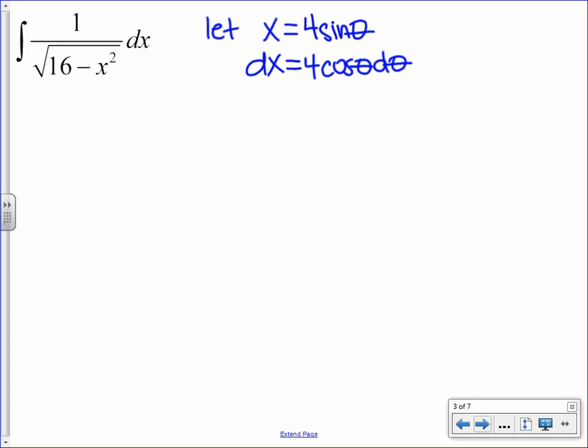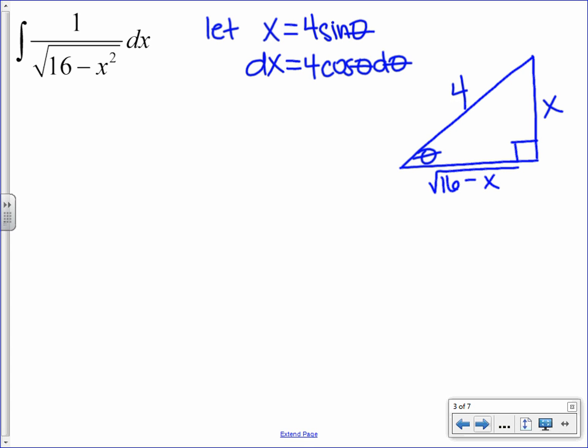Okay? Before we do anything else, we're going to draw our triangle for reference. If this is theta, we know that our sine ratio is x over 4. So opposite over hypotenuse is x over 4. And we can clearly see that this side would be the square root of 16 minus x squared.